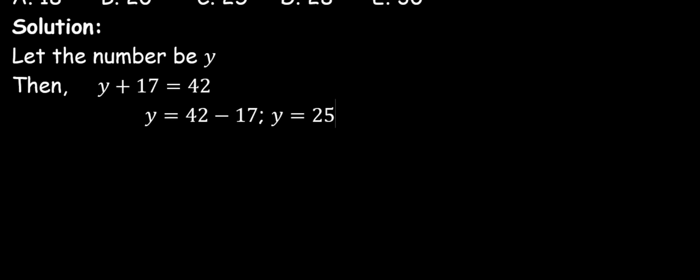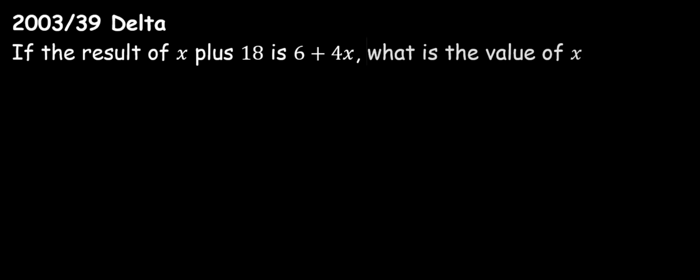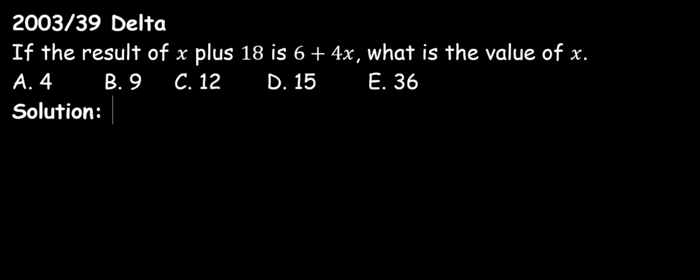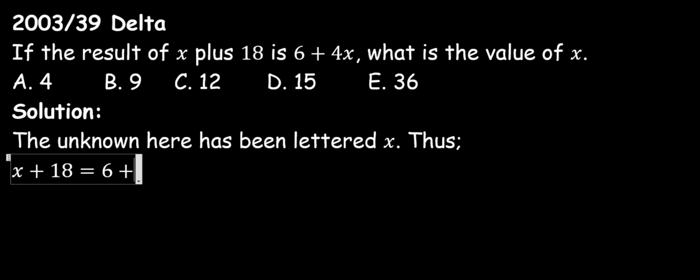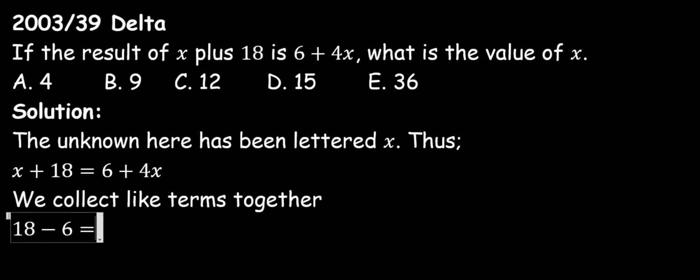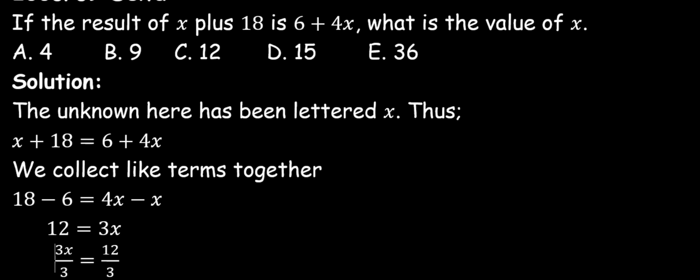Another example. If the result of x plus 18 is 6 plus 4x, what is the value of x? The options are given. Solution. The unknown here has been lettered x. Thus, x plus 18 is equal to 6 plus 4x. Next, we collect like terms together, and that will give us 18 minus 6 will be equal to 4x minus x. And the result is 12 equals 3x. Dividing both sides by the coefficient of x, which is 3, x will be equal to 4.